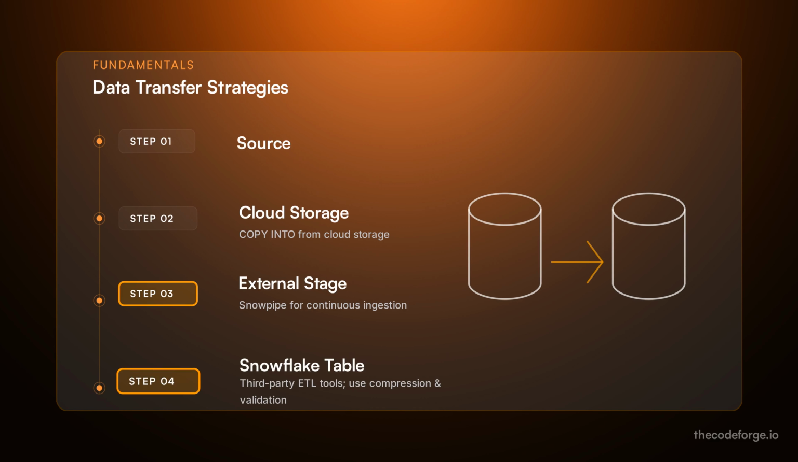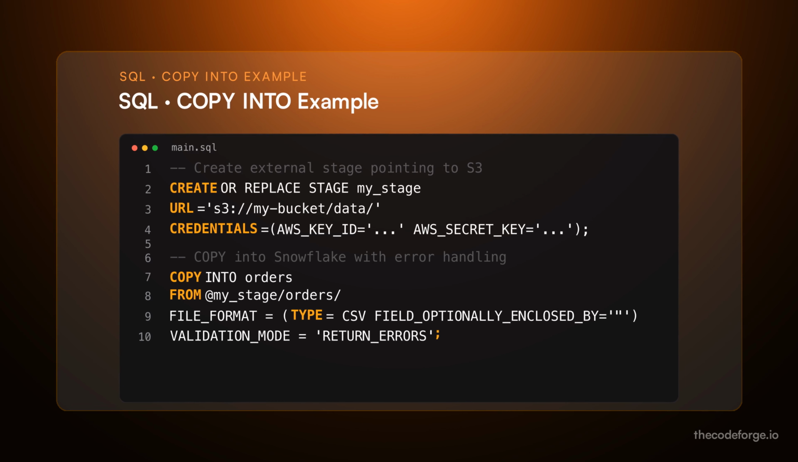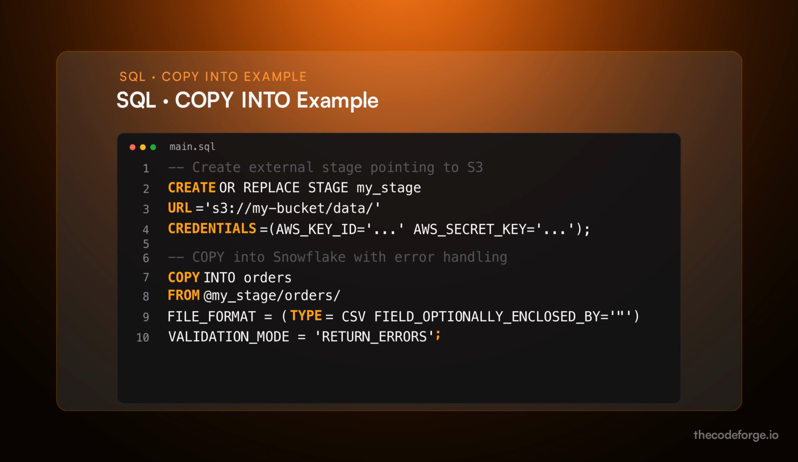For large datasets, use compression and validation mode on Snowflake tables to catch errors. Create an external stage pointing to your cloud storage. Then use copy into to load data. The validation mode option returns errors without loading, allowing you to fix issues first.